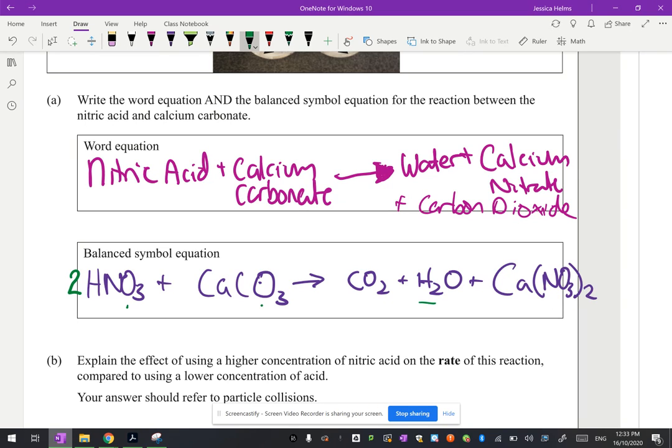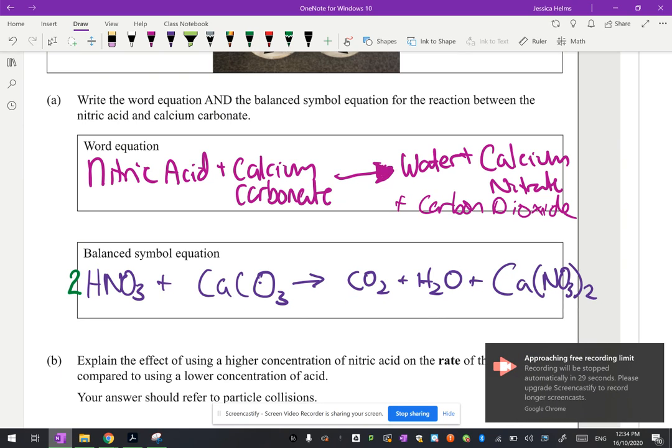Oxygen, we've got 1, 2, 3, 4, 5, 6, which is good. And here we've got 1, 2, 3, and then in here, let's just go back a second. In here we've actually got 6 of them because that's multiplied by 2, so 6, and then we've got another 3, so that's 9 in total. And over here we've got 2 plus 1, that's 3, and then another 6 in here, so that's 9 in total there. So we've got enough oxygen. Calcium, 1 here, 1 here, that's fine. And carbon, 1 here and 1 here. So it's fully balanced.